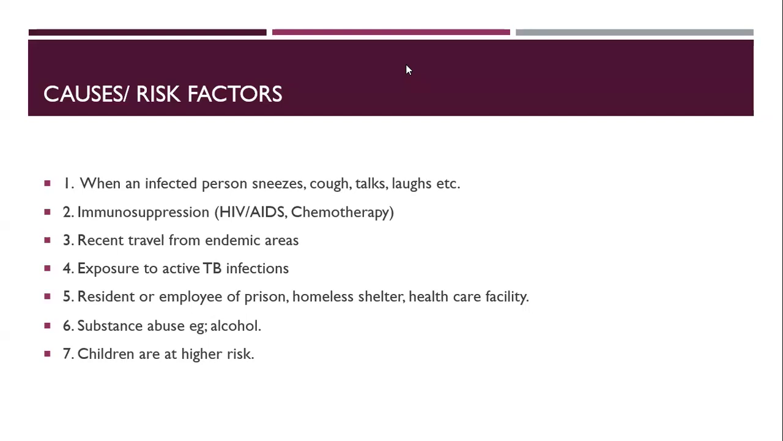Then seven, children are at higher risk. Why are children at higher risk? We all know that children usually don't have a strong immune system. They are still growing their bodies. So if they come around these areas, they stand a higher chance of contracting the infection, that is TB. Also, people who inject themselves also stand a higher chance of getting TB. So that is it for the causes and the risk factors.